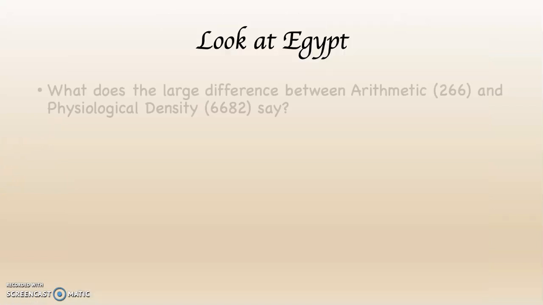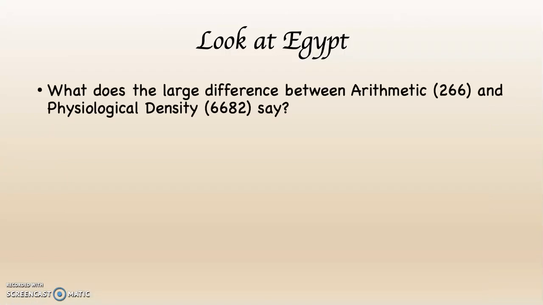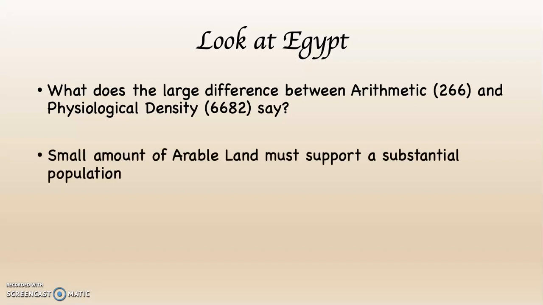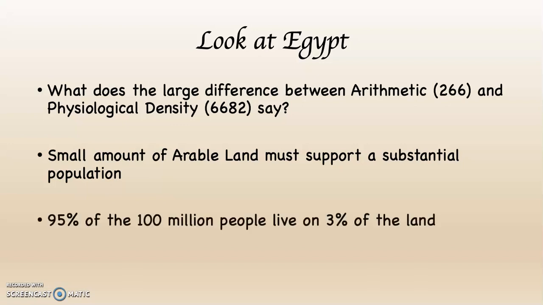Let's look at Egypt for a second. What does the large difference between arithmetic density and physiological density say about Egypt? Well, it says that there's a small amount of arable land that must support a substantial population. In fact, 95% of the 100 million people who live in Egypt live on just 3% of the land. And that 3% of the land is the Nile River Valley and the Nile Delta.